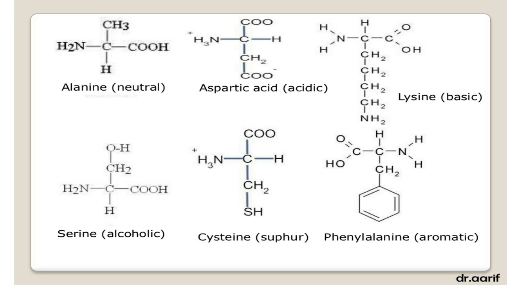See the structure of various amino acids: alanine, neutral; aspartic acid, acidic; lysine, basic; serine, alcoholic; cysteine, sulfur; and phenylalanine, aromatic.